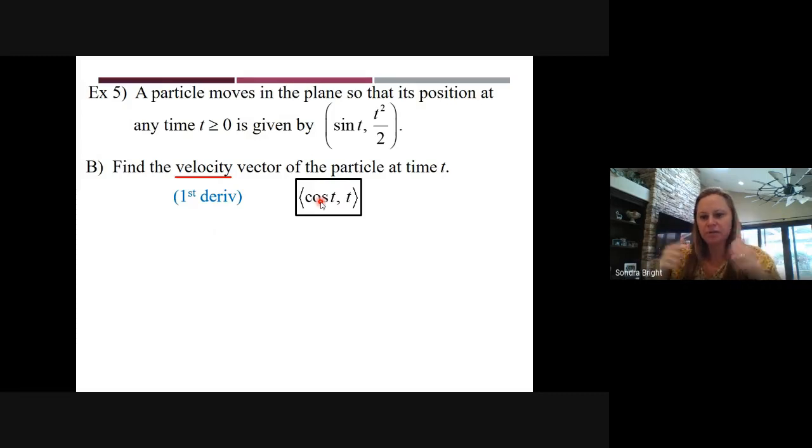I don't know if I'm mirroring you, if I'm mirrored or not, so I'm probably pointing the wrong way, whatever.